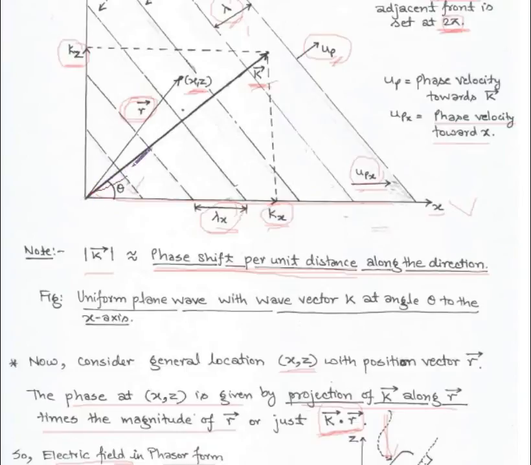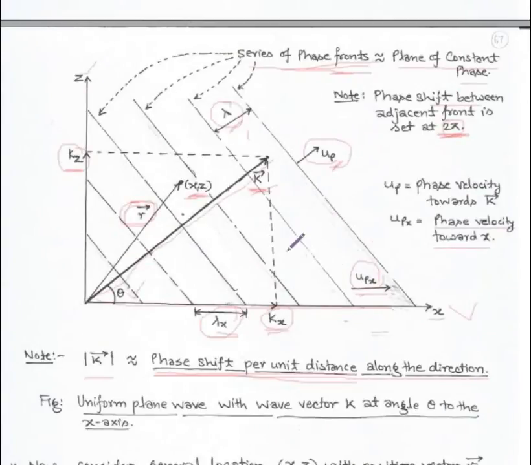In oblique incidence, the direction of propagation is towards the k vector, and from the geometry we see that the direction of propagation is in between the x-axis and z-axis. Here the phase velocity towards the x-axis is greater than the phase velocity towards the k vector. So there is a decrease in phase along the r vector as compared to the phase along the x-axis. And here we note a point.